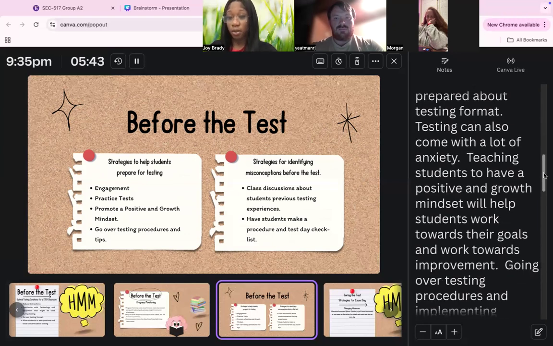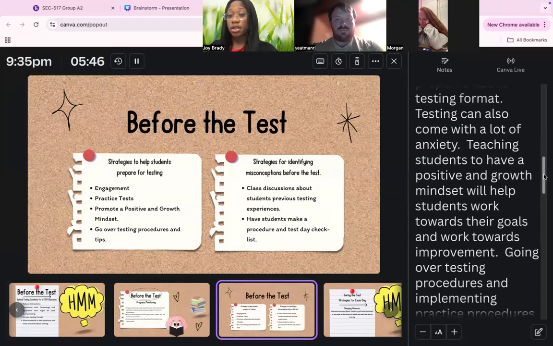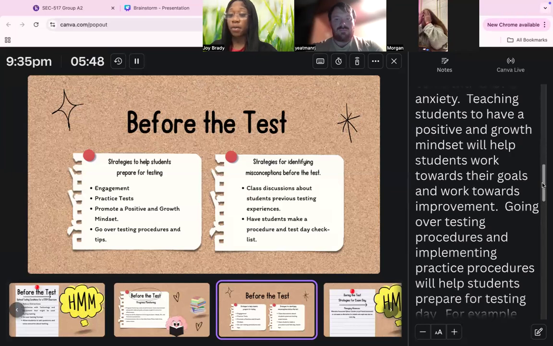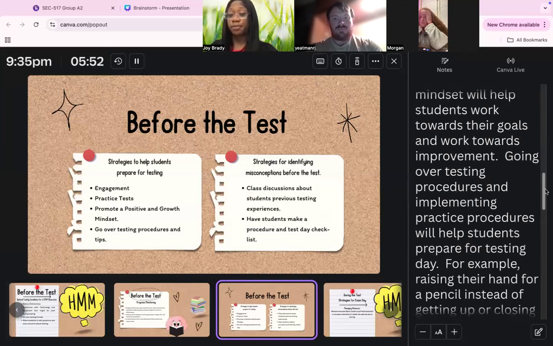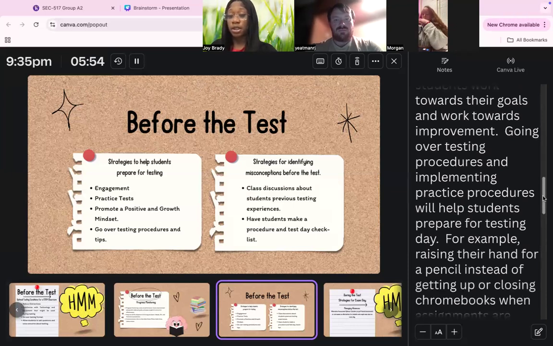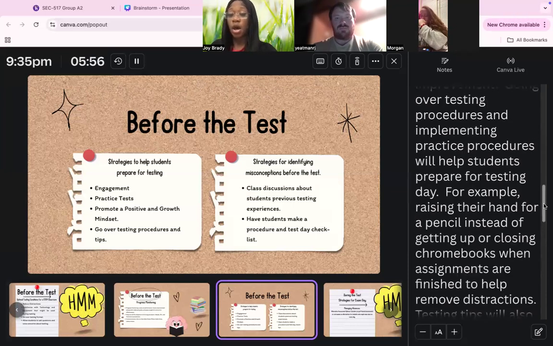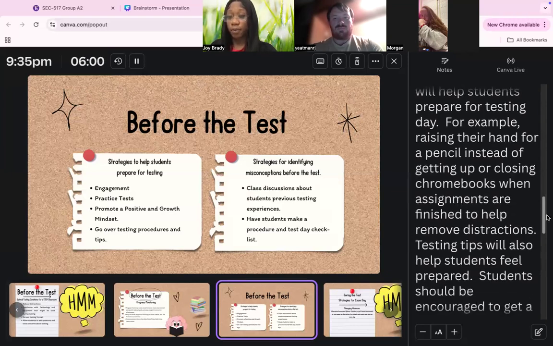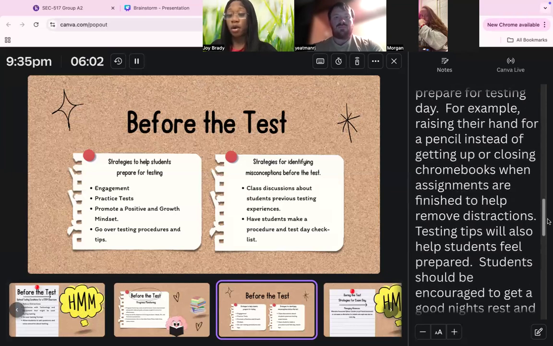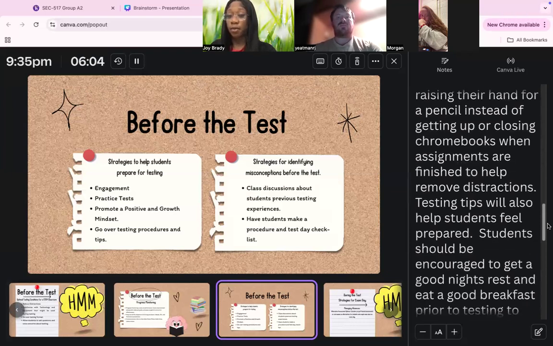Testing can also come with a lot of anxiety. Teaching students to have a positive and growth mindset will help students work towards their goals and work towards improvement. Going over test procedures and implementing practice procedures will help students prepare for testing day. For example, raising their hand for a pencil instead of getting up, or closing Chromebooks when assignments are finished to help remove distractions.